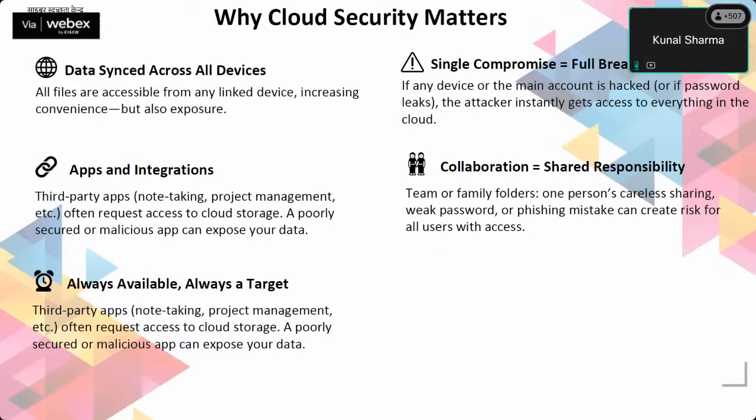In the cloud we are always available, always a target, because in the cloud we are never offline. That's why attackers can easily target you and brute force you. So we need to make sure cloud data is secure. Then there is collaboration and shared responsibility: we share our Google Drives with friends and other people. If a single person is compromised, then the whole shared drive is compromised. So we have to monitor it and use it safely. That's why cloud security matters.